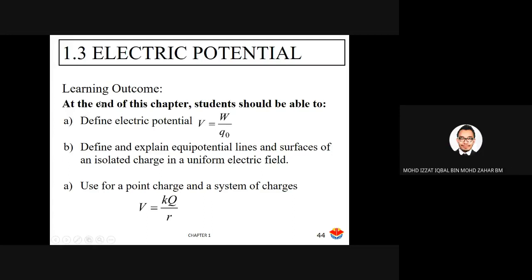Okay. At the end of this chapter, students should be able to define electric potential V. This one is the electric potential. Dia tak ada sebut energy pun. So this is the difference between U dengan V. Kalau U tu dia ada energy.